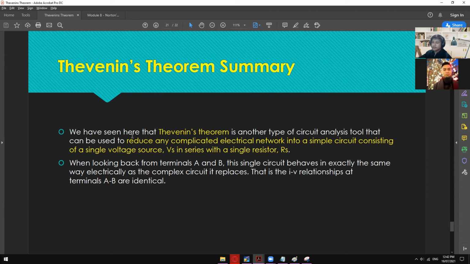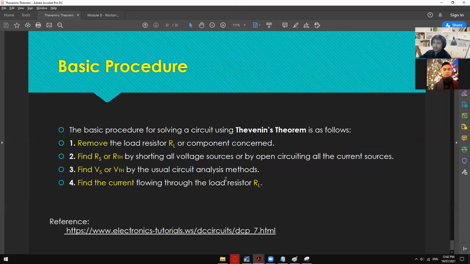So an additional summary. We have seen that Thevenin's theorem is another type of circuit analysis tool that can be used to reduce any complicated electrical network into a simple circuit consisting of a single voltage source, which is the Vs, in series with a single resistor, which is the Rs. And then when looking back from terminals A and B, this single circuit behaves in exactly the same way electrically as the complex circuit it replaces. That is the IV relationship. Terminals AB are identical.